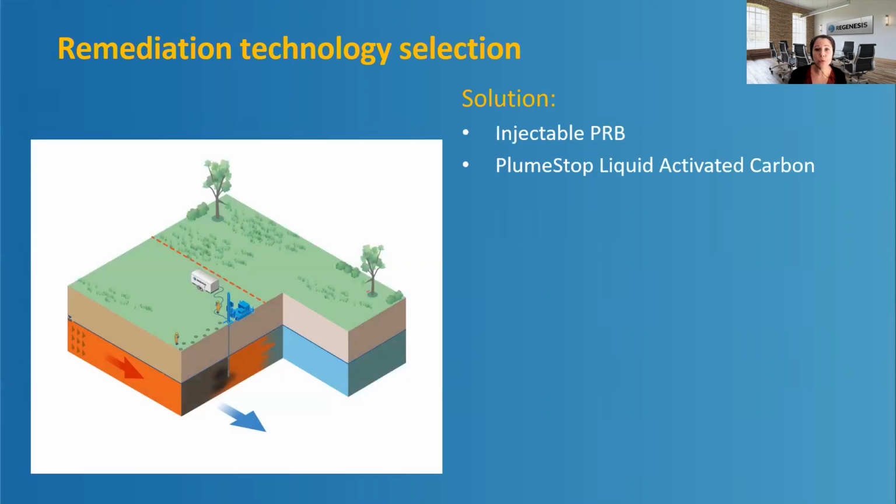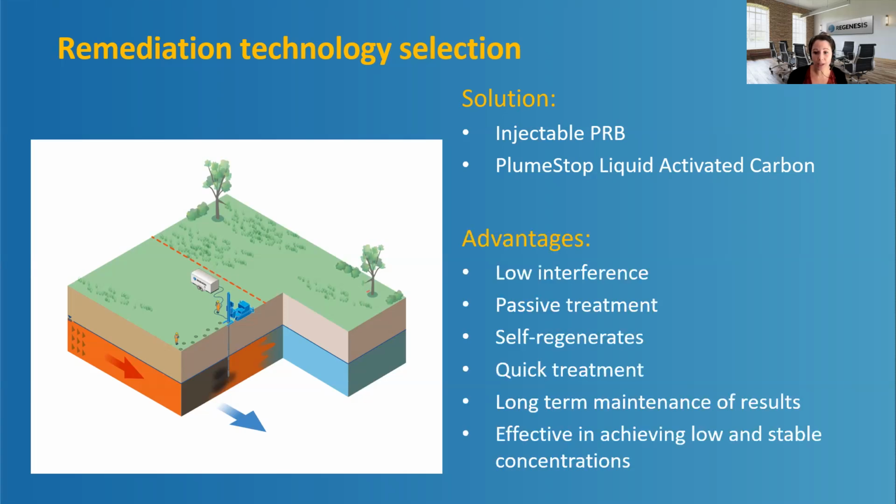So to achieve this demanding target, we proposed to inject a permeable reactive barrier where the key reactant used was PlumeStop. It's a colloidal activated carbon that allows us to have very rapid results and at the same time stable results, a remediation that really works in the long term, and also to achieve very low targets.